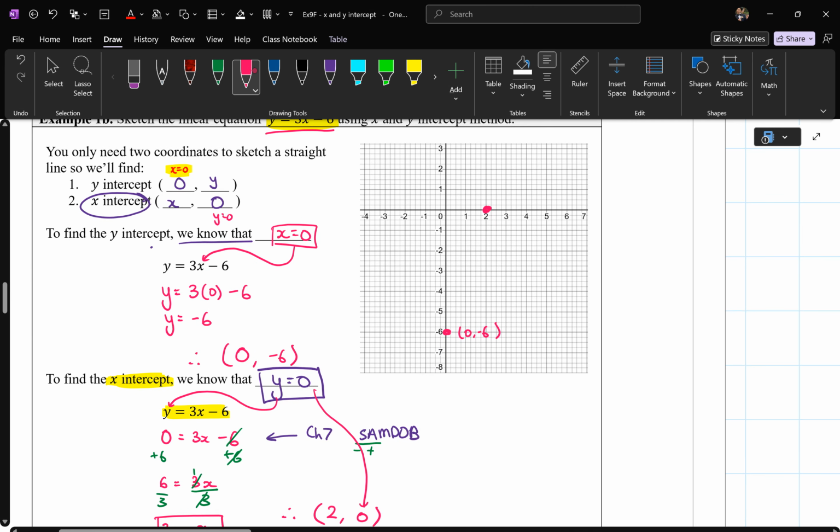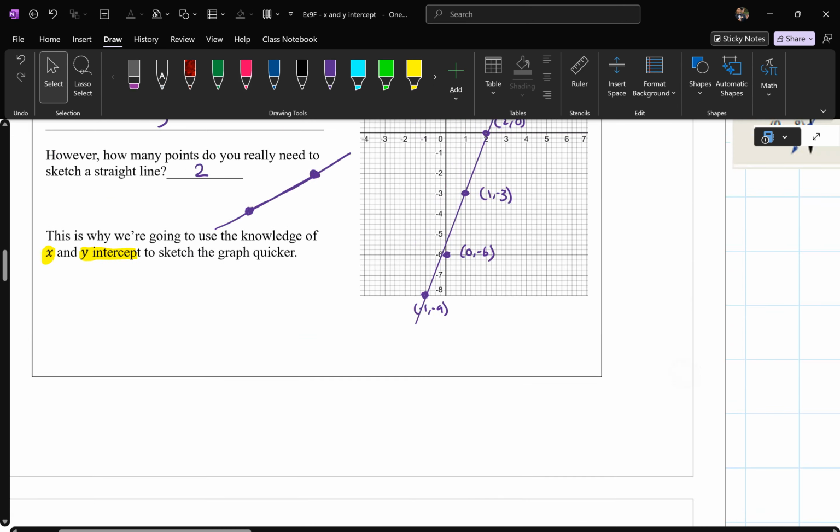I can't fix it. Let's do it like this. Does that work? Yeah, that's better. Okay. So that's how you sketch it. You don't need 5 points like you did over here.